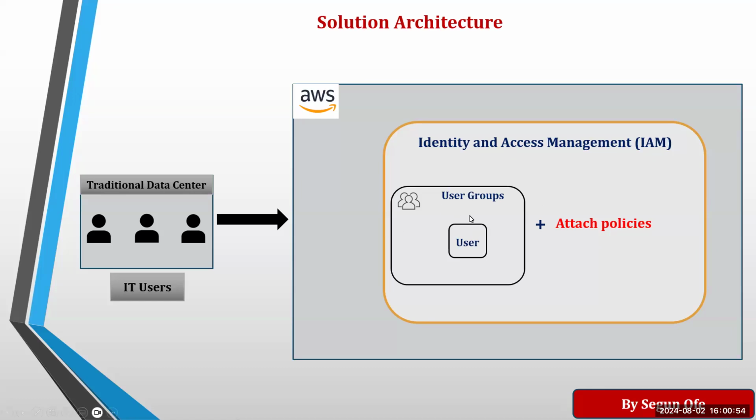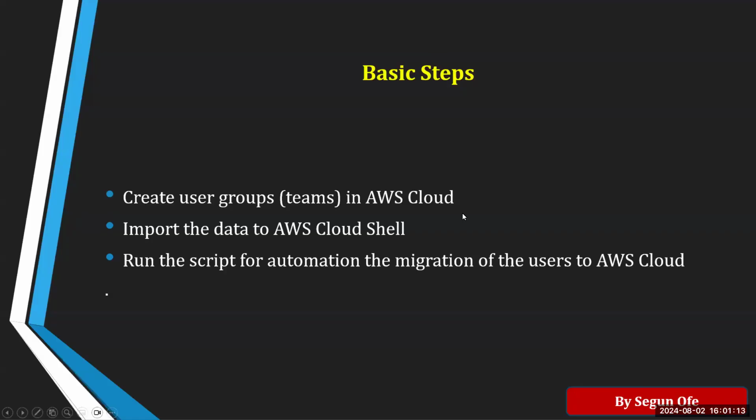So now the process of automation comes up when we want to attach the users to their respective user groups or to their respective teams. That is when the process of automation comes up. So let's get right into it. Now, what are the basic steps? Number one, we need to create user groups. We need to create the teams in AWS Cloud. We need to create the different teams.